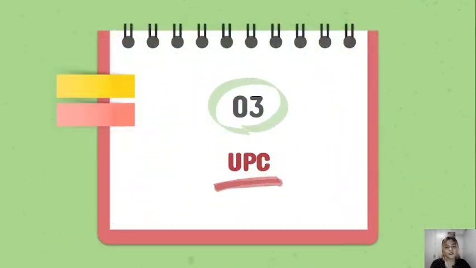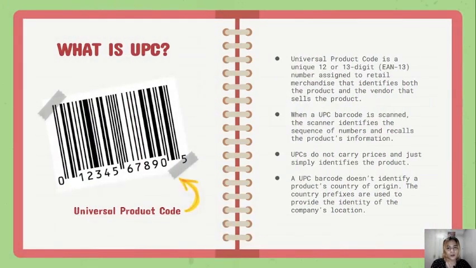Moving on, we have now UPC, which stands for Universal Product Code. It is a unique 12 or 13-digit number assigned to retail merchandise that identifies both the product and the vendor that sells the product. For 13-digit numbers, that is actually called EAN-13, which is the superset of the original UPC 12-digit barcode. It is what's mostly being used, especially here in the Philippines, the 13-digit barcode. The only difference between the UPC and the 13-digit barcode is that the UPC's region is within the USA and Canada, while the 13-digit number is worldwide.